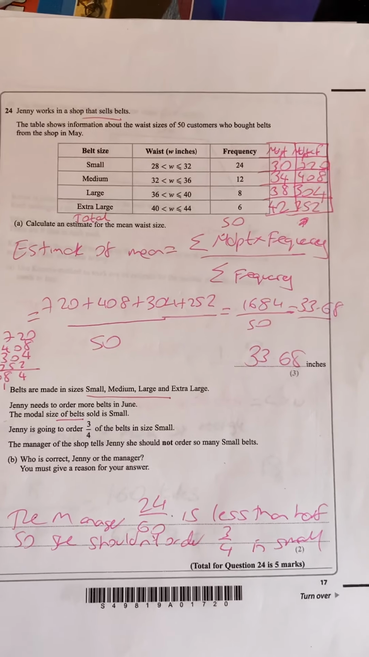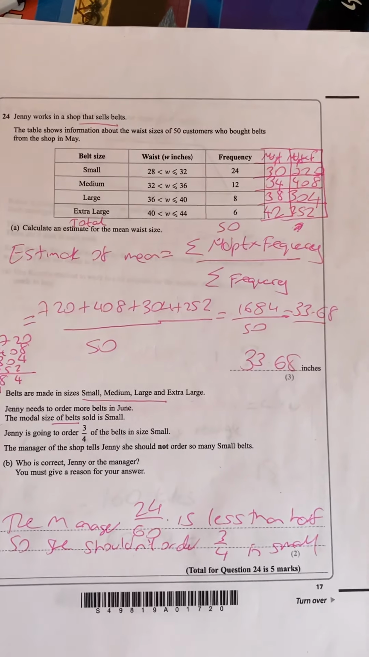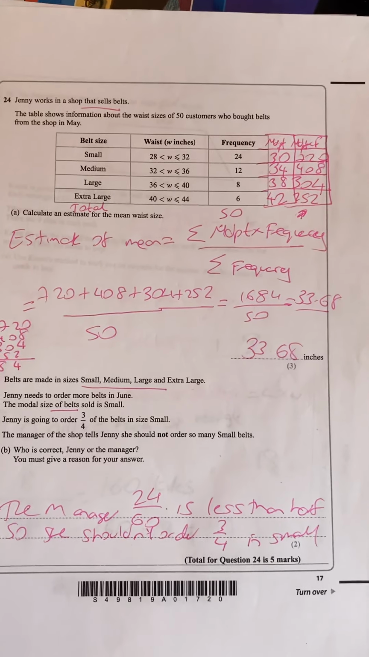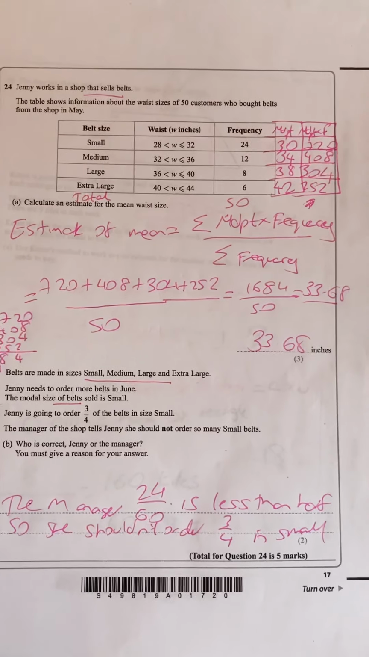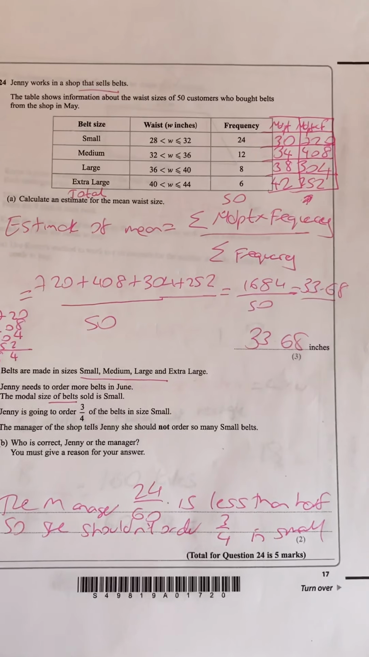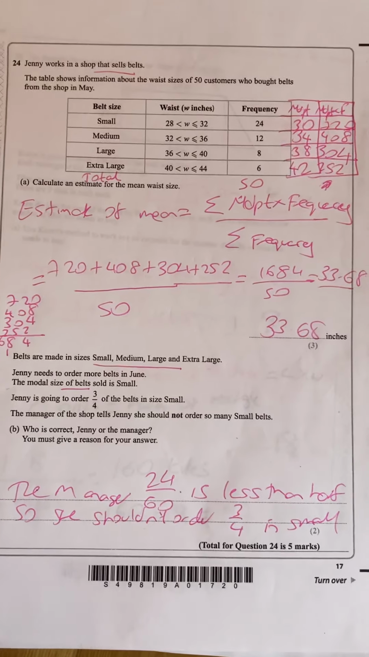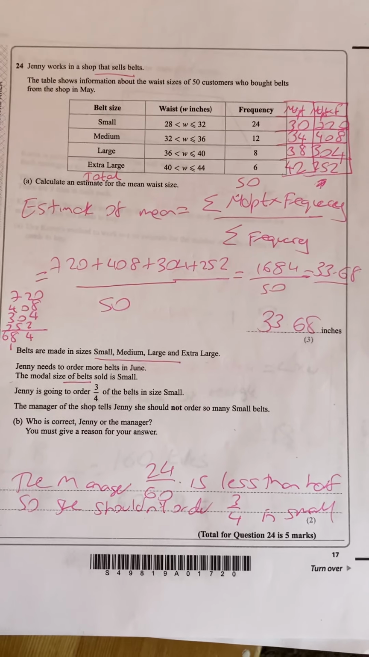Midpoint times frequency. So 30 times 24 is 720. 34 times 12 is 408. 38 times 8 is 304. And 42 times 6 is 252. So I do the sum of the last column divided by the sum of the frequencies, which is 50, and I get an answer of 33.68 inches. So that is the estimate of the mean, guys.